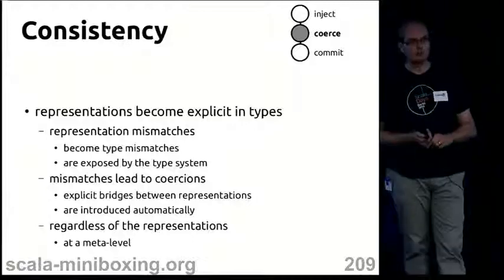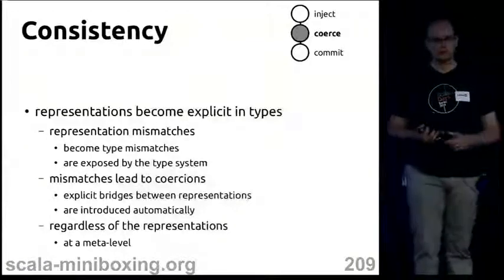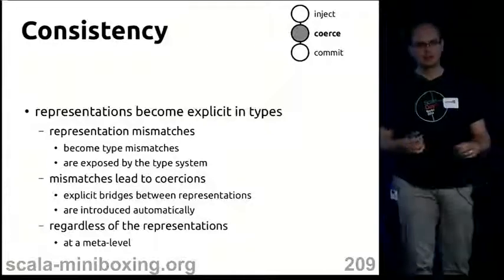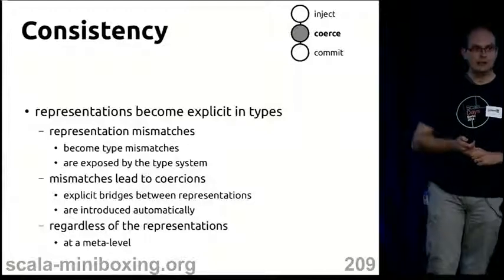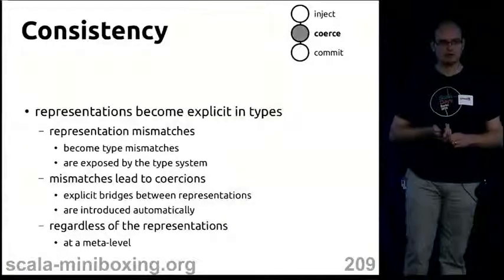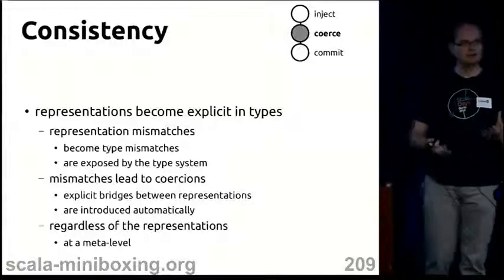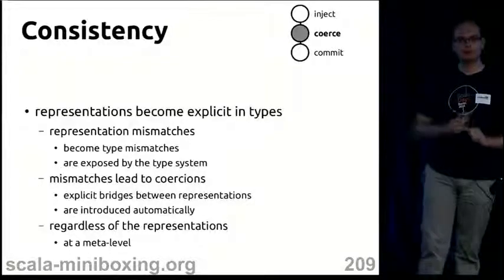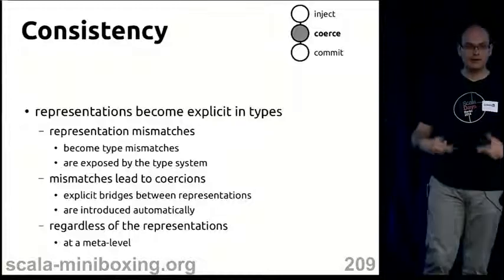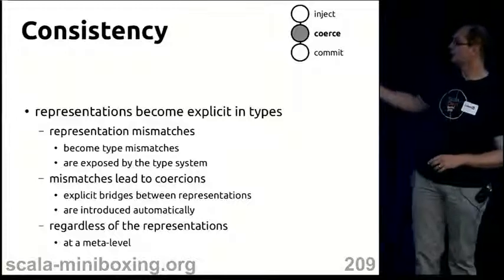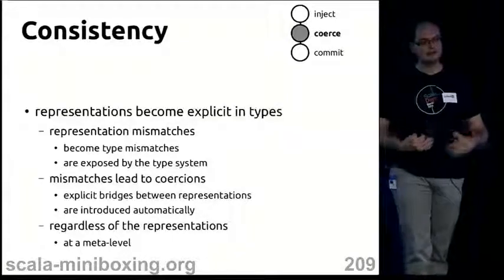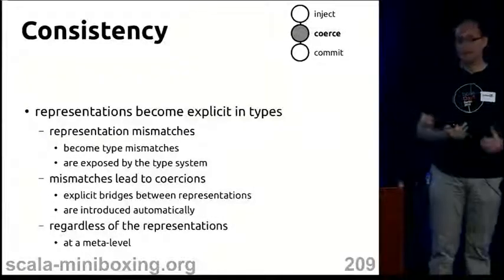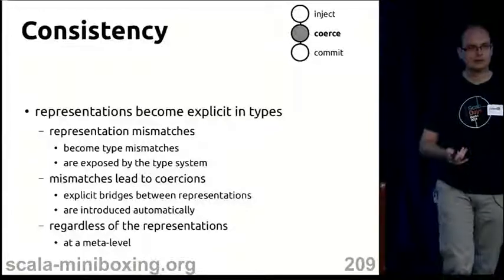Okay, so mismatches lead to coercions. It's very simple. Whenever something doesn't fit, we patch it so that it fits. And this can be done regardless of the representation. There's no real need to give semantics to this coercion. We know we need to coerce between two representations at the meta level, and this happens in the coerce phase. But it's only in the commit phase that we actually care about what exactly happens, what is the final representation, and what are the coercions.